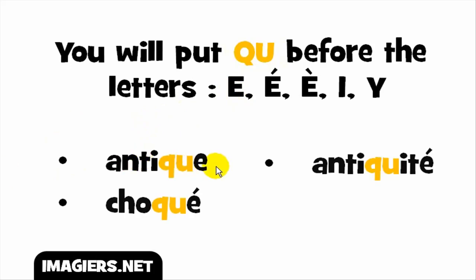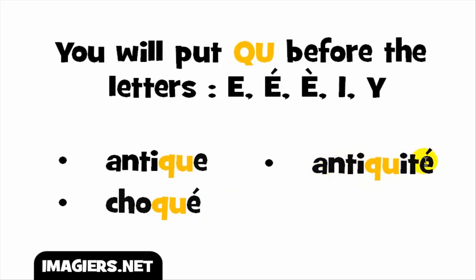The first one here, you've got this letter, the vowel E, okay? And then Q, U before, so you get K, K, okay? And the full word goes like antique, antique. Other example, E accent aigu, remember, as I said, it was the sound E, okay? So you get this sound K, K, okay? The full word goes like choqué, choqué, all right?